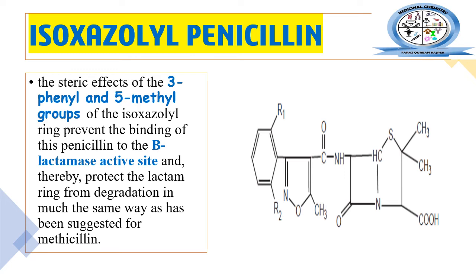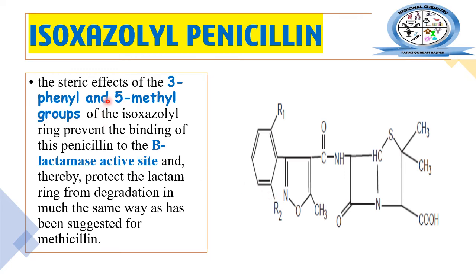This is the general ring nucleus chemical structure for the isoxazolyl penicillin. You may observe that it is the isoxazole and it is directly linked with another aromatic ring. These R substitution sites are representing the substitution of the different halogens, like cloxacillin has the chlorine, dicloxacillin has the dichloro derivative, and flucloxacillin has the fluorine derivative at these sites.